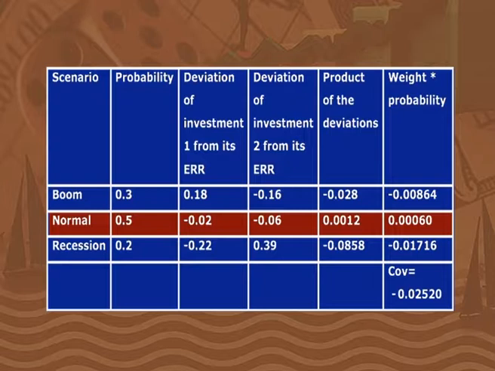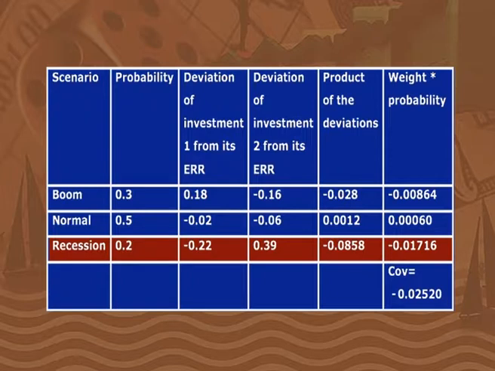Scenario 2 is a normal time, the probability of which is 0.5. The deviation of investment 1 from its expected rate of return under normal scenario is minus 0.02. The deviation of investment 2 from its expected rate of return in normal time is minus 0.06. The product of these deviations is 0.0012. Weight multiplied by probability is 0.00060.